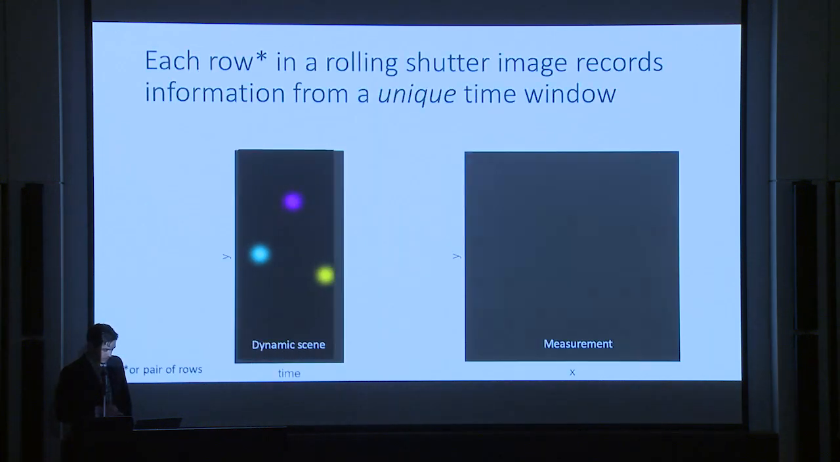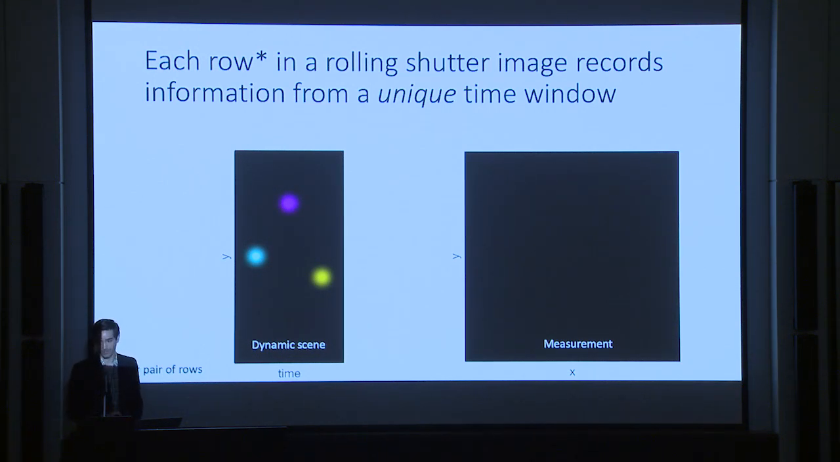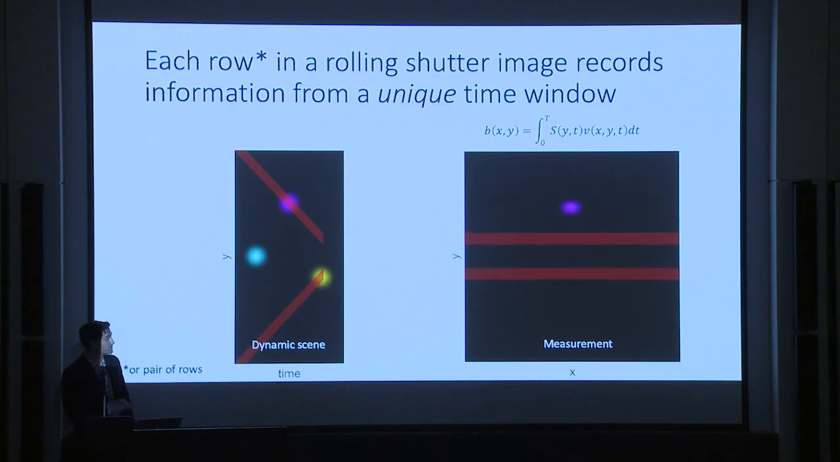Okay, so now what I'm going to do is walk through how the rolling shutter acquisition acts on this volume. So on the left, I've got the dynamic scene here, and on the right, I'm going to show the measurement as we acquire the rolling shutter image. What you'll see, and this is the equation just for reference, is that in 3D, the rolling shutter acquisition process is essentially a slice through, or 2 slices through in the dual shutter case.